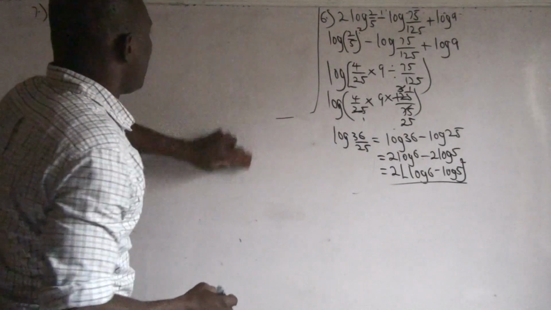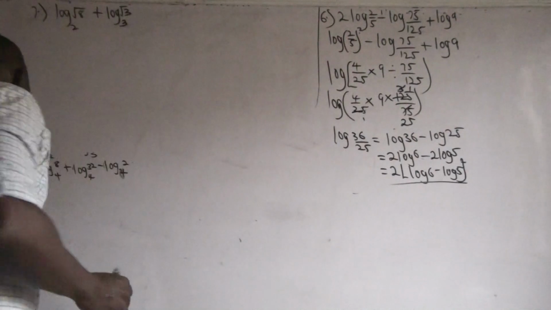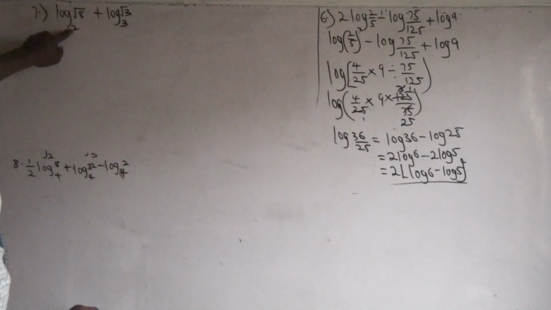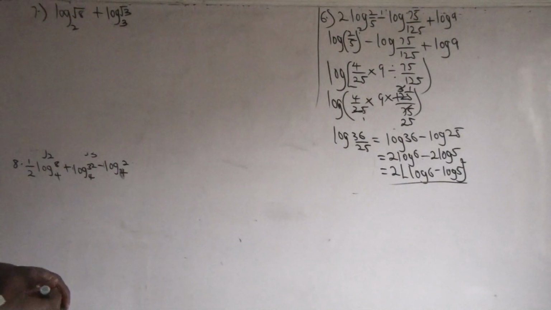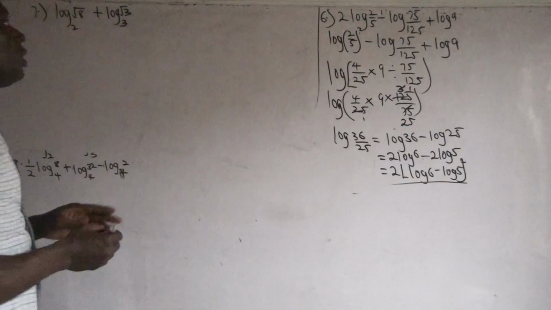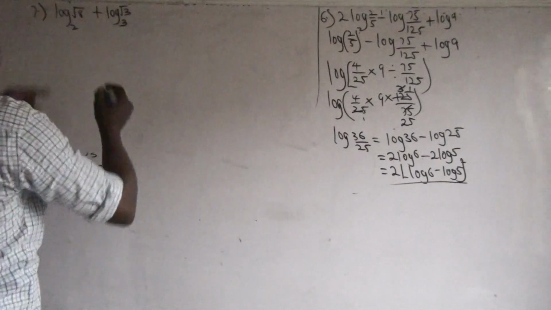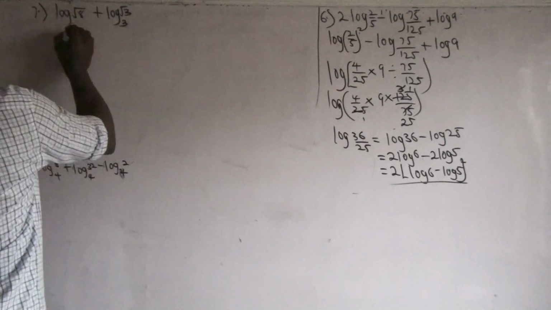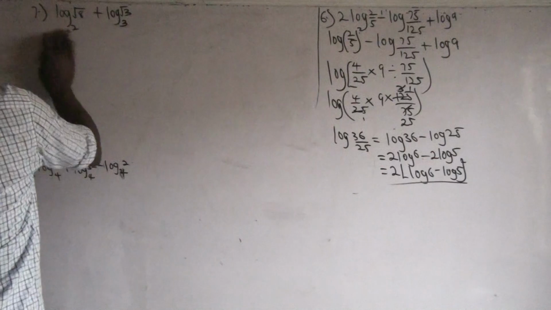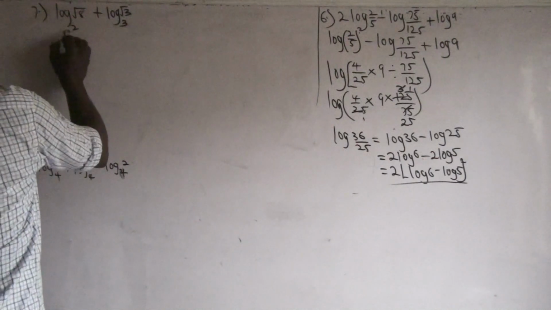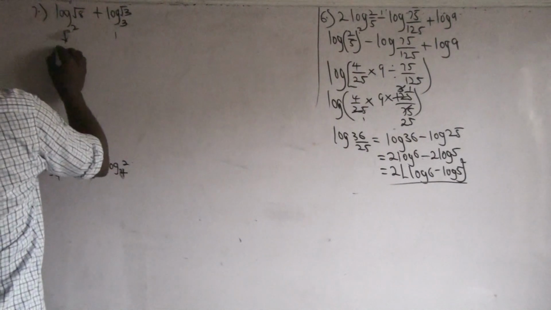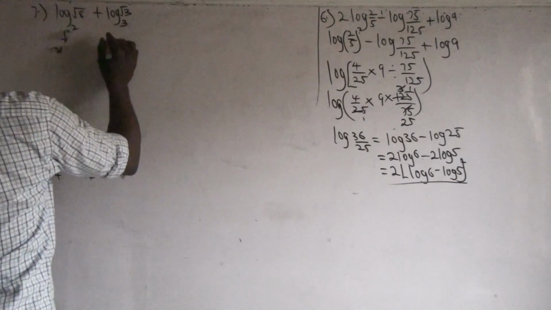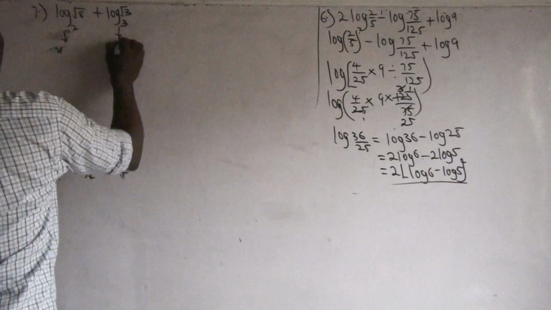Very, very important here. Now we can see here that this base is different and this base is different. So the law cannot work here. What we need to do is assign: let this be equal to A, and let this one be U, and this one be V.